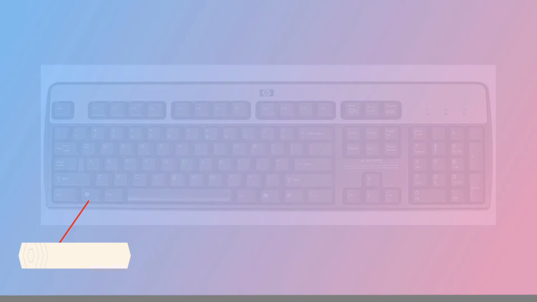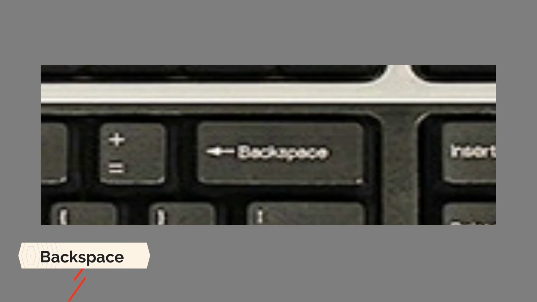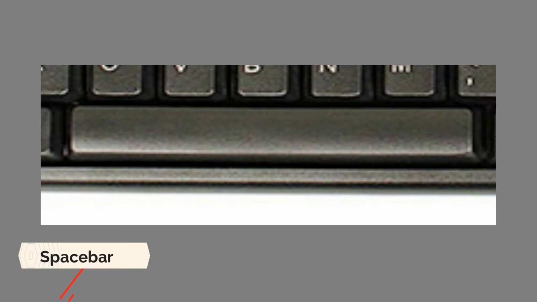Pressing the enter key will move the cursor down to the next line. Pressing the backspace key will delete letters or numbers at the left side of the cursor. Spacebar key is used to put space between words or letters that we type.